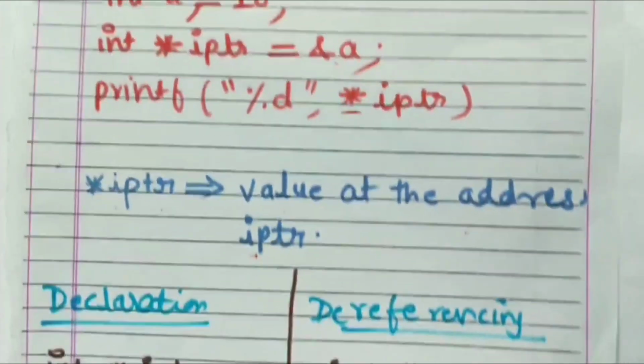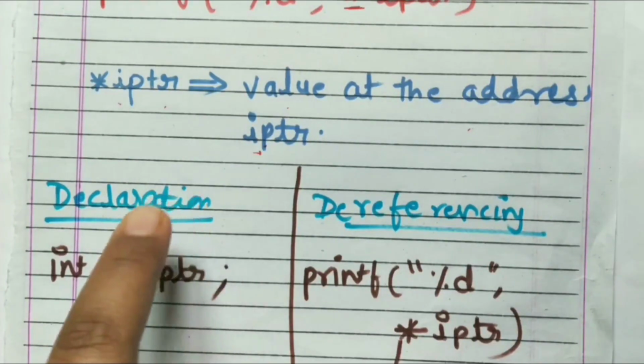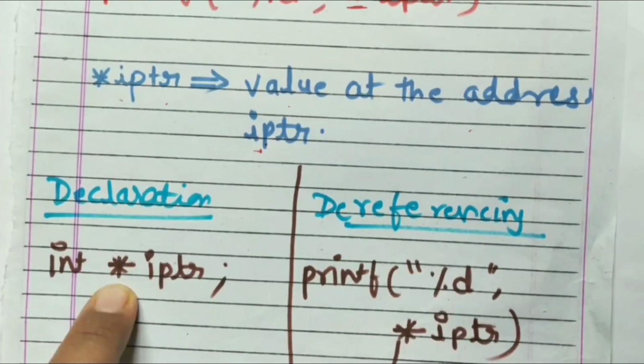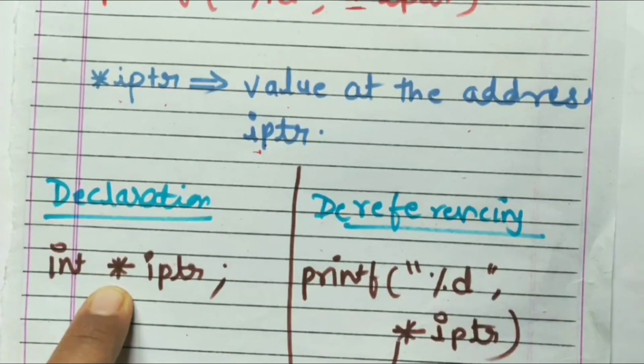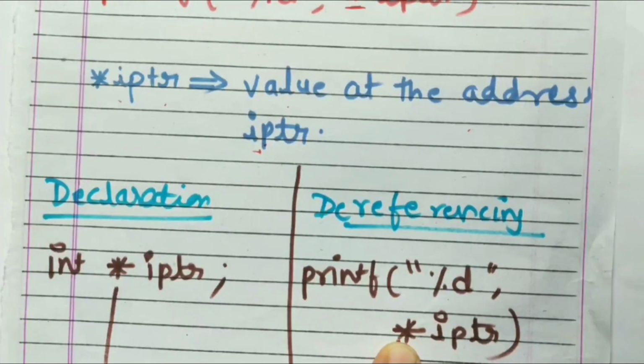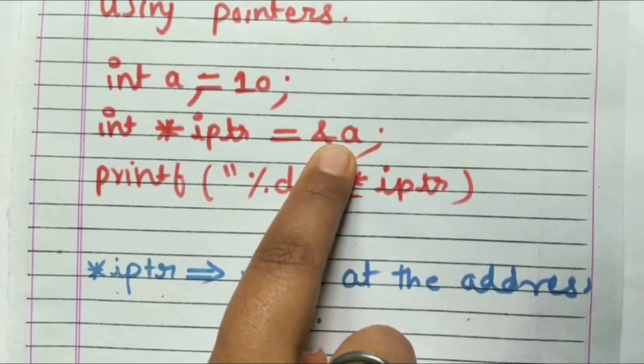Now we have seen both the declaration and dereferencing, where we used the asterisk in both. In the declaration, the asterisk informs the compiler that iptr is a pointer variable. In dereferencing, the asterisk is called the indirection operator or dereferencing operator, which is used to access the value of variable a.